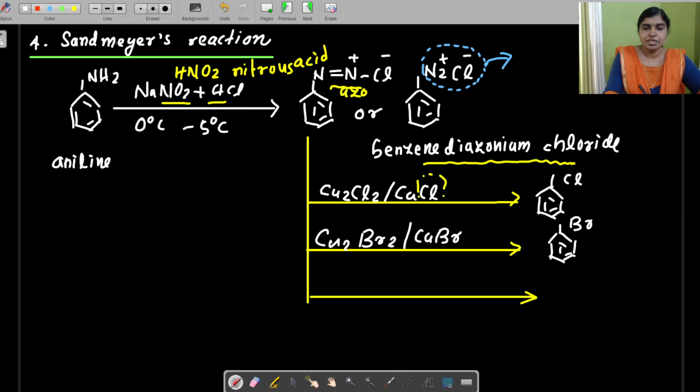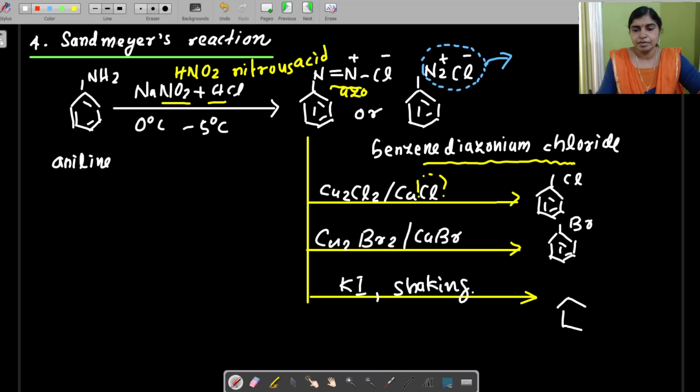And this is bromobenzene. And when it reacts with potassium iodide, simply shaking with potassium iodide, you will get the iodine derivative, that is iodobenzene. Here iodine is substituted. So three possibilities are there: chlorobenzene, bromobenzene, and iodobenzene, and these are generally called haloarenes. So this is an easier way for the formation of the haloarenes.